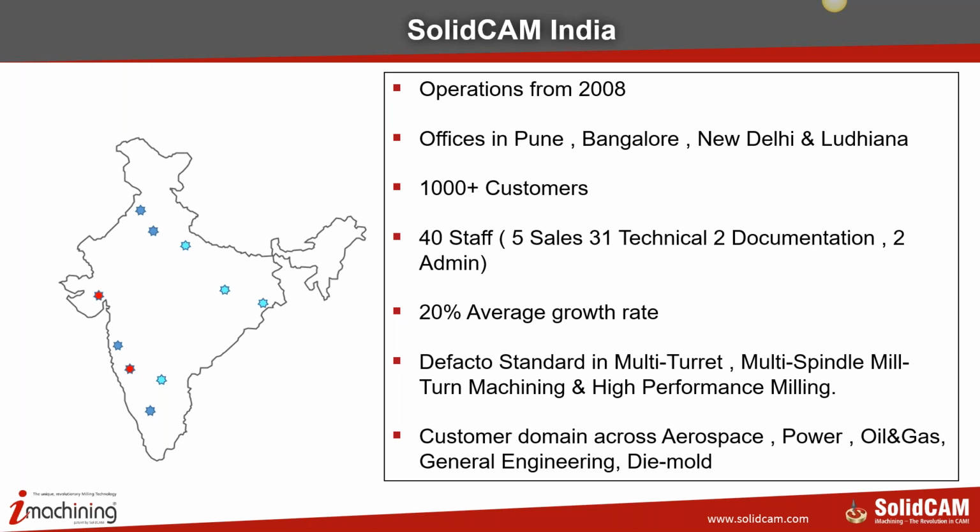Our customer domain is across aerospace, power, oil and gas, general engineering, and die mold. So that's how we are distributed across our domains, with aerospace occupying the largest chunk of our business, followed by medical, power, oil and gas, general engineering, and then die mold.